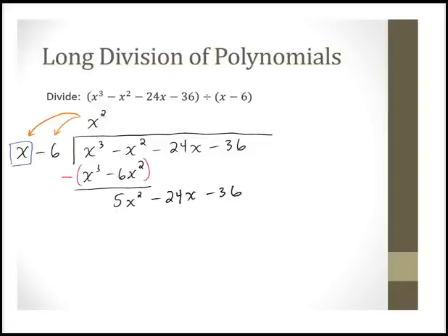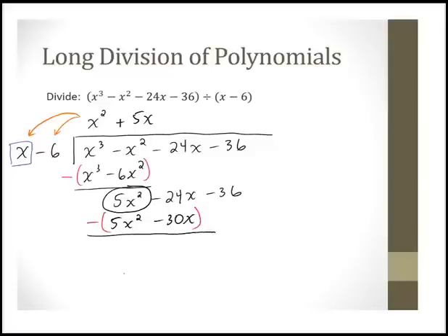X divides into 5x squared. So now we're not going back to the x squared. No, we're not working there because now we have this remainder. Now we're working here. X divides into 5x squared, positive 5x times. Multiplying back through the divisor using the distributive property, that's 5x squared minus 30x. Subtracting that entire line.